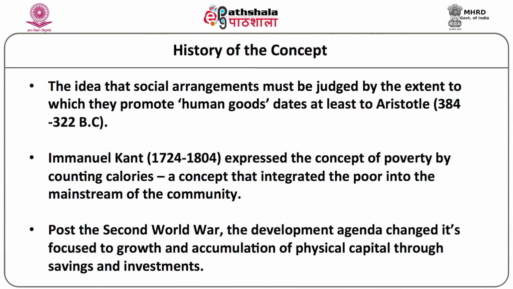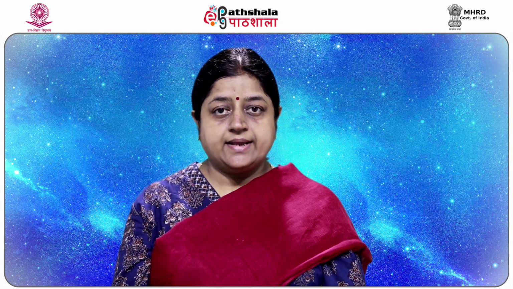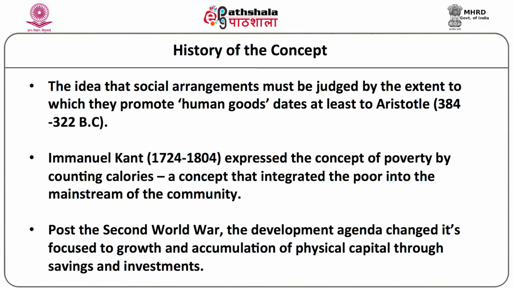The idea that social arrangements must be judged by the extent to which they promote human goods dates at least back to Aristotle, 384 to 322 BC. In ancient Greece, Aristotle argued that wealth is evidently not the good we are seeking, for it is merely useful for the sake of something else. Immanuel Kant continued the tradition of treating human beings as the real end of all activities. And when Adam Smith showed his concern that economic development should enable a person to mix freely with others without being ashamed to appear in public, he was expressing a concept of poverty that went beyond counting calories, a concept that integrated the poor into the mainstream of the community.